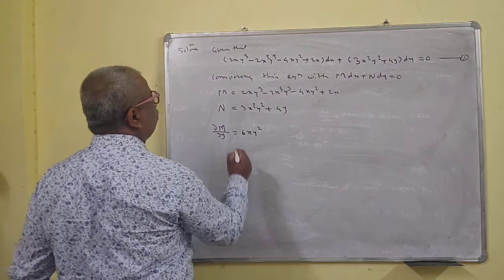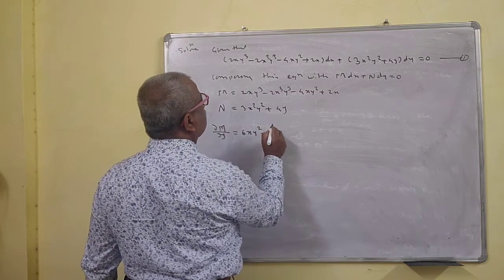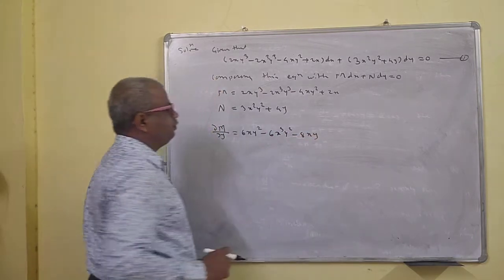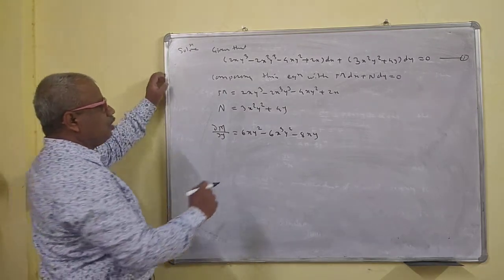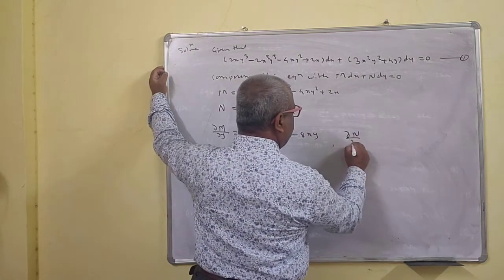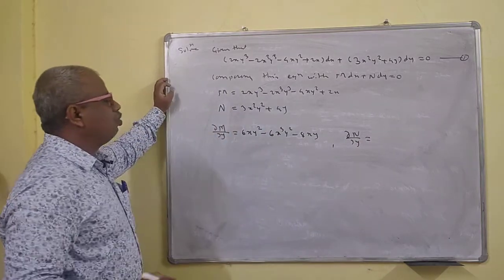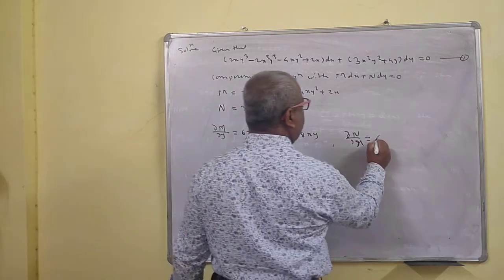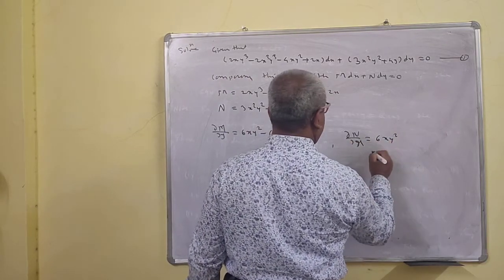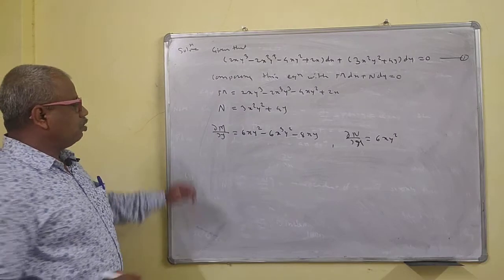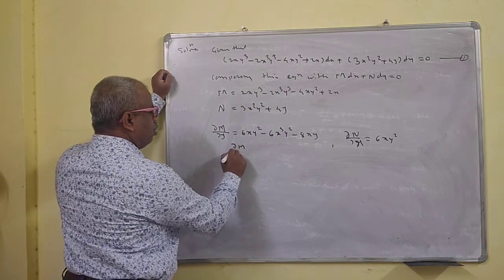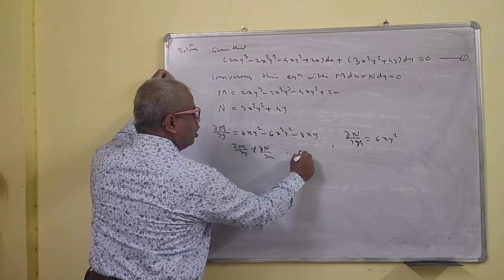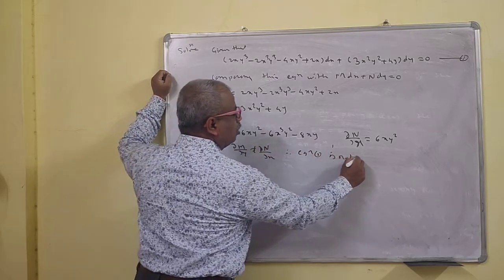So double y cube is there, minus 6x cube y square minus 8xy. Now we'll write ∂M/∂y and ∂N/∂x. So ∂N/∂x is 6xy square only. Now see, ∂M/∂y is not equal to ∂N/∂x. Therefore equation 1 is not exact.